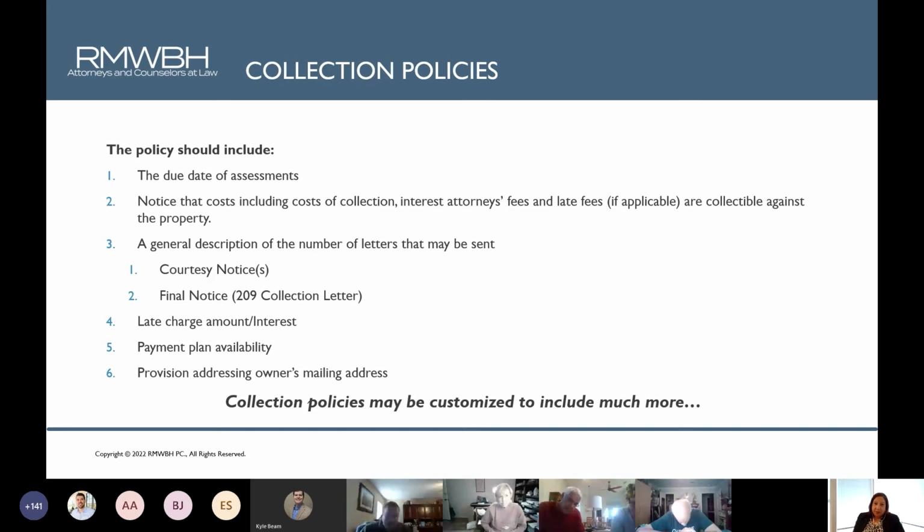Your documents might require some type of notice, so certainly check that. The only requirement in the law is that the association send a 209 collection notice, and we'll talk about why that is now the law and why that's important. But having that process and the number of letters that you may send, maybe not are obligated to send, is really an important part of that collection policy.